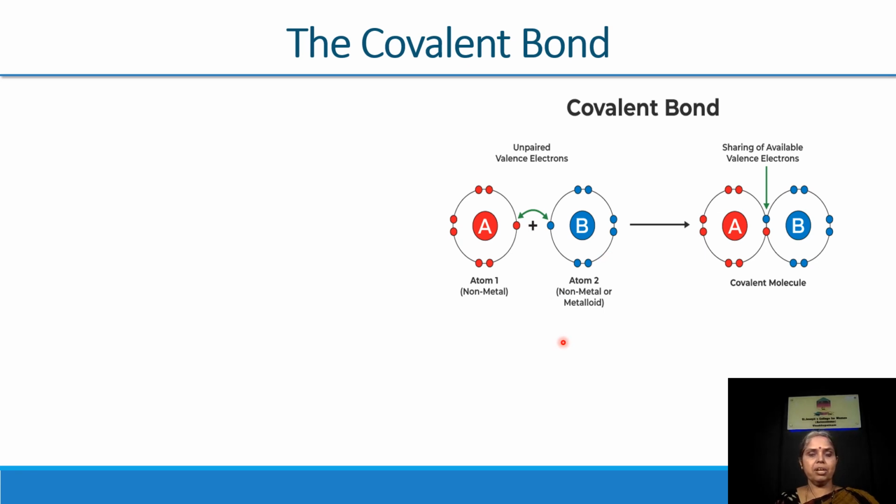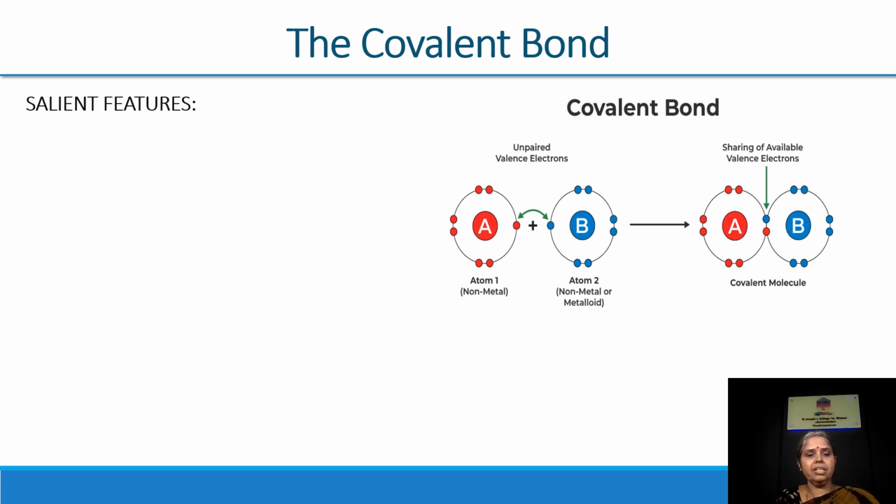For the sake of stability, they want an octet, that is, octet configuration is associated with extra stability. So, in order to gain stability, atom 1 and atom 2 contribute 1 electron each towards the covalent bond, and so atom 1 and 2 together form a covalent molecule by the sharing of 1 pair of electrons which are contributed by both atom 1 and atom 2.